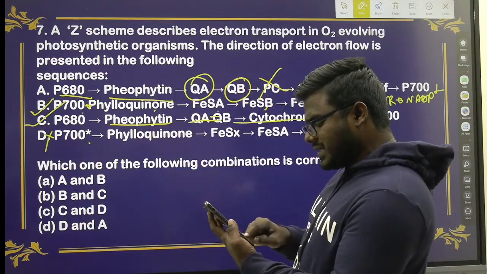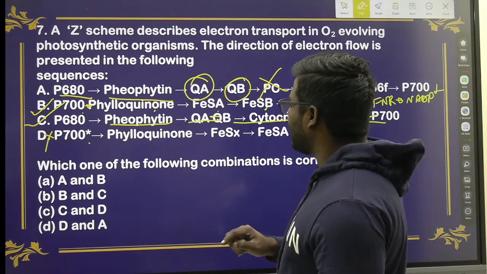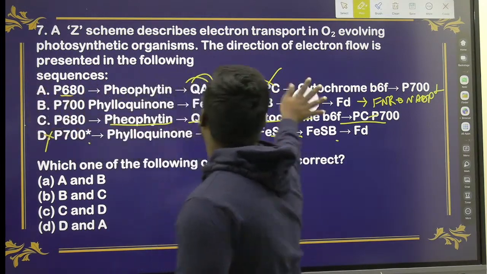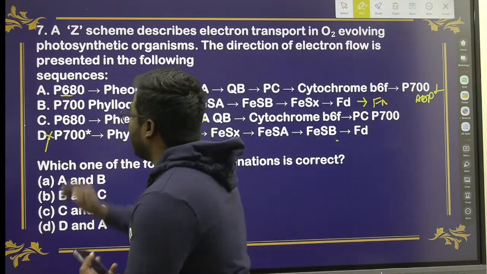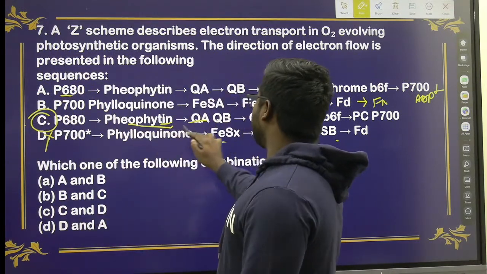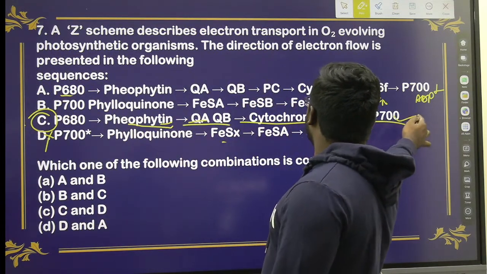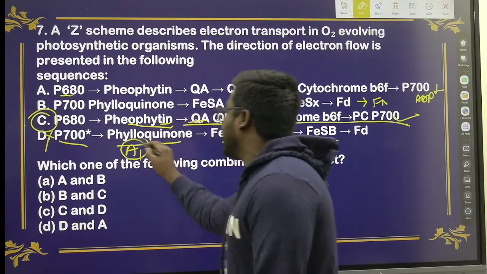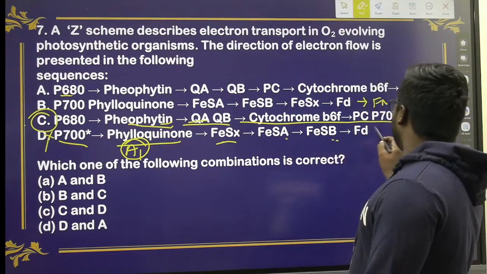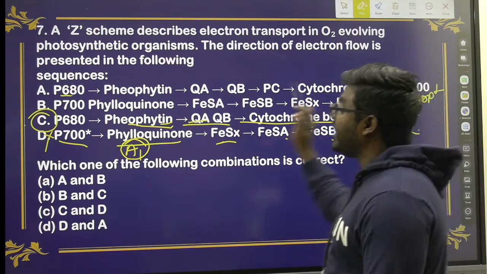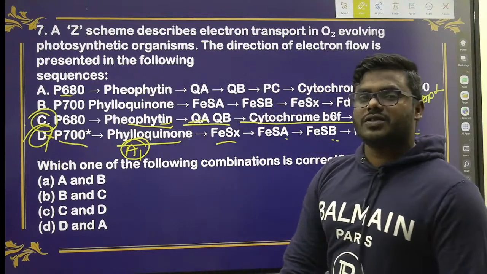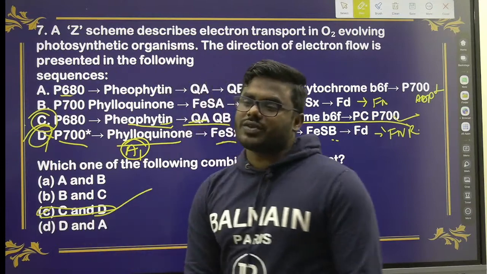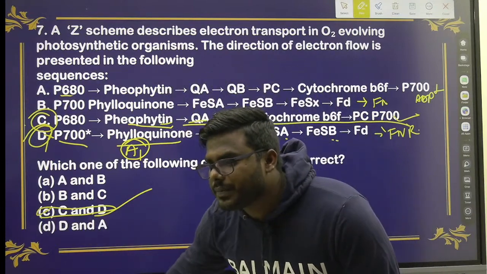Then what will be the correct answer? No. Something I said wrong. Iron sulfur XAB. I'm so sorry. Correct. Right. Option C is correct. Pheophytin, quinone A, quinone B, cytochrome B6F, PC, P700. Right. P700, phylloquinone, which we also call A1. Then iron sulfur X, A, B, FD, FNR. Right. Option C is correct. Option D is also correct. Hence the correct answer for question number 7 is C. Right. Question number 7 is C.